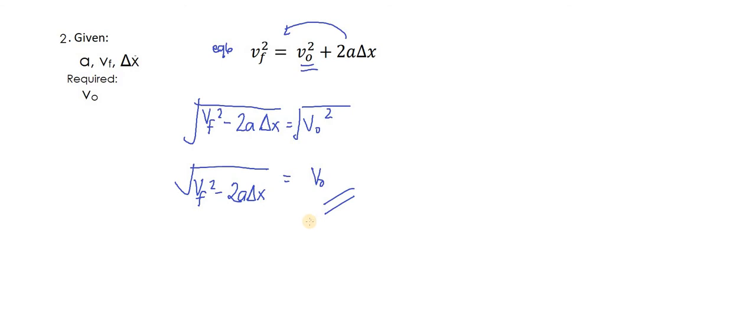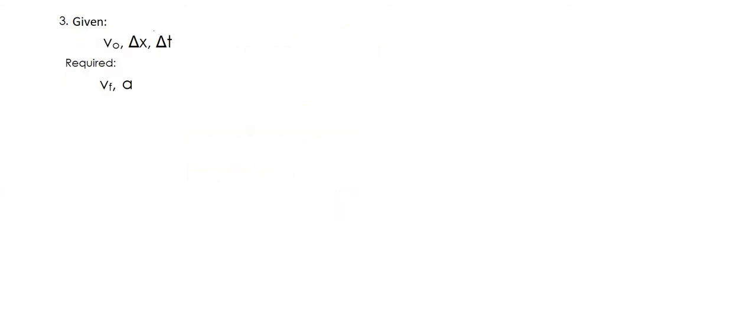Then, once you have that, for example if you are also looking for the time, you can use another formula for you to solve time. Okay, for number 3, the given are initial velocity, displacement, and time. We're asked to find the final velocity and the acceleration. So here, what we will use is equation number 5. Let's have equation number 5. So here, final velocity first, based on the available given.